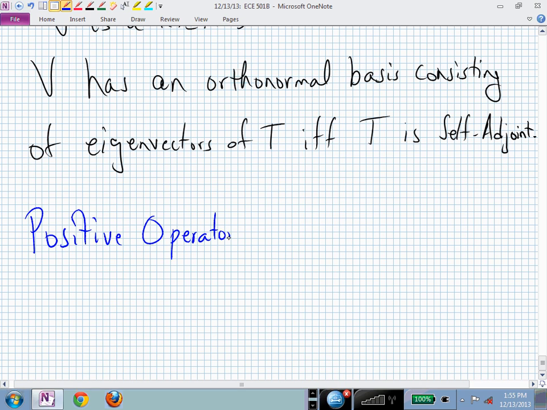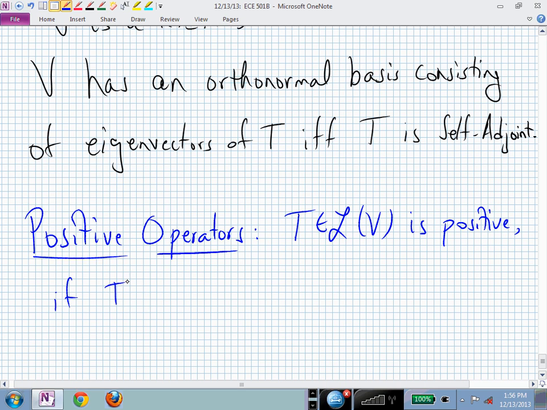Then we started learning about positive operators. So if T is a linear operator on a vector space V, that operator is positive if T is self-adjoint, T is equal to its adjoint, and the inner product of TV with V is non-negative.